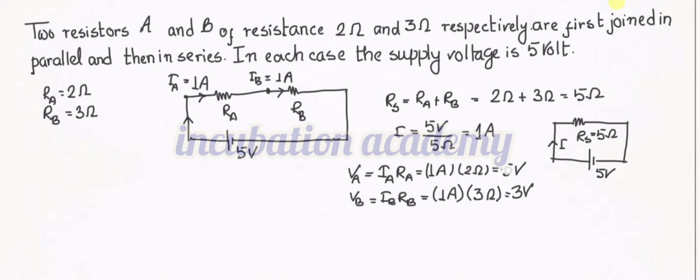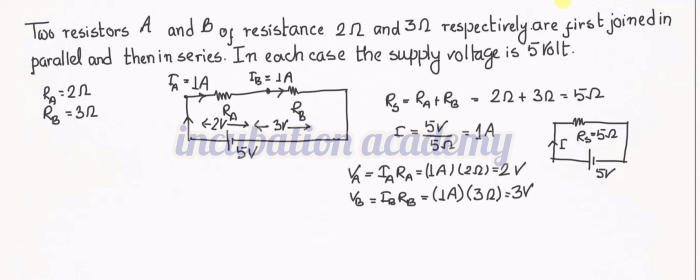If you have made a mistake, it can be easily identified, because the potential drop across RA, which is 2 volt, and the potential drop across RB, which is 3 volt, the sum of these two should be equal to the supply, that is 5 volt. So if any kind of mistake is there, you can easily identify it.